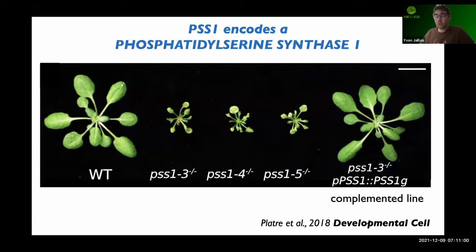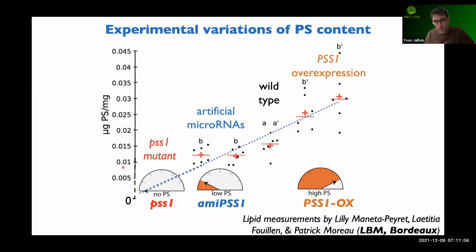And when we measure the amount of phosphatidylserine present in this plant, so here this is a biochemical measurement of PS, we found that PSS1 is actually not making any PS. And using lipidomic, we found that PS is absent, but most of the other phospholipids are not massively disturbed. But I told you that we are interested in the function of this variation of PS at the plasma membrane.